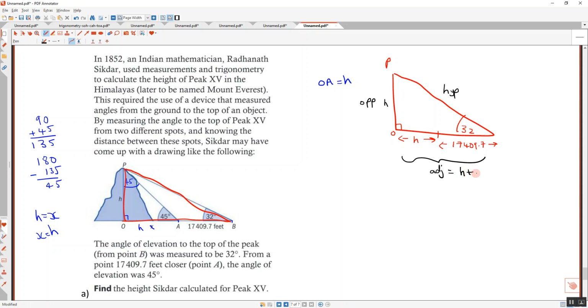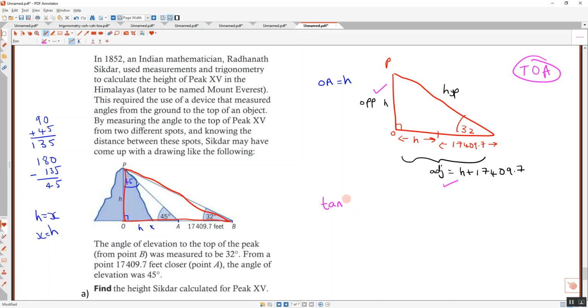So the adjacent is h plus 17409.7. Now I can just use, if I tick what I know and what I want to find out, well, I kind of know stuff about the adjacent. This is what I want to find out, which is the opposite. So I'm going to use these two sides, opposite and adjacent, I'm looking at using tan.